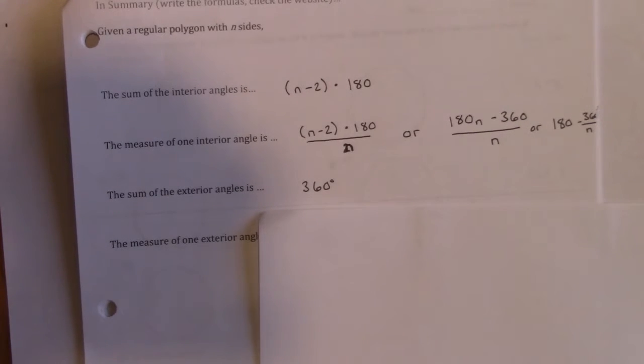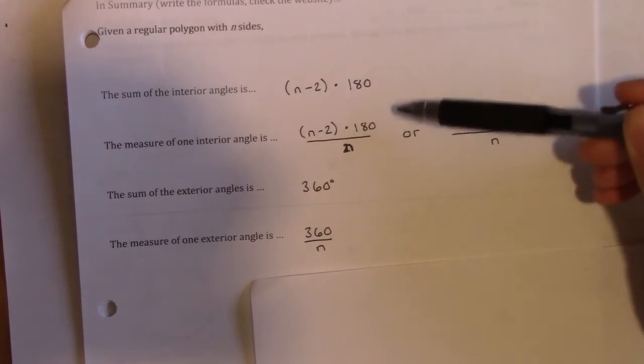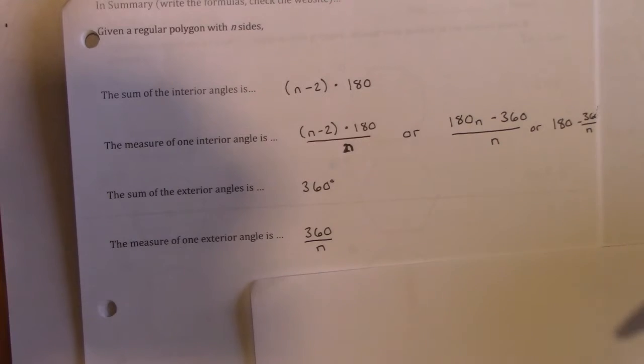That means, similar to the second one, if I want to find the measure of one exterior angle, all you got to do is take the sum of all of them and divide by your number of angles n. And so we have 360 divided by n. So you should have some form of these statements. They might look a little different, but as long as they're equivalent, that's great.